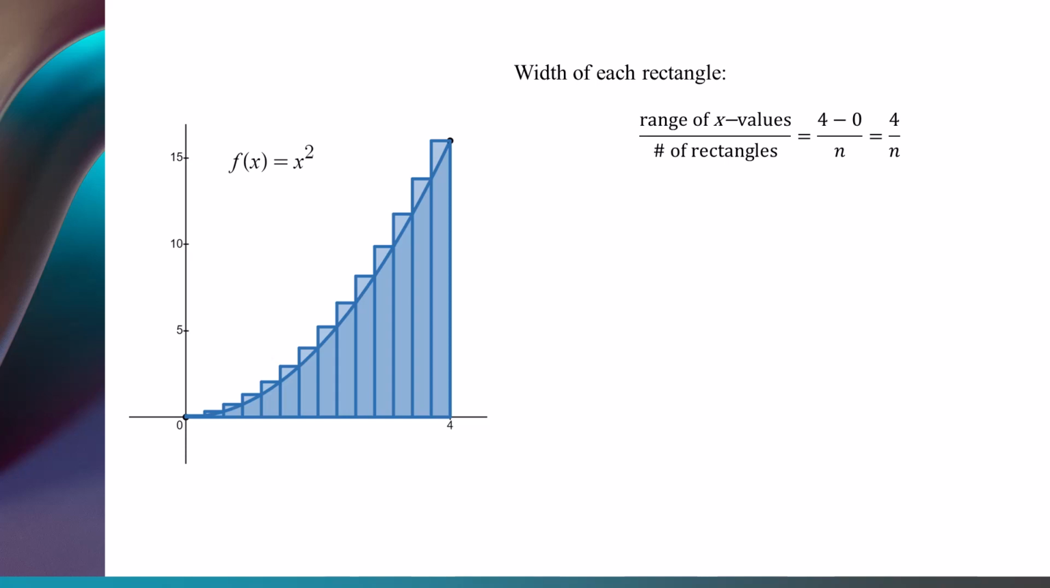So suppose that we split the range of x values into n parts. Then, the width of each rectangle would be the range of x values, which is 4 minus 0, or 4, over the number of rectangles, which is n.